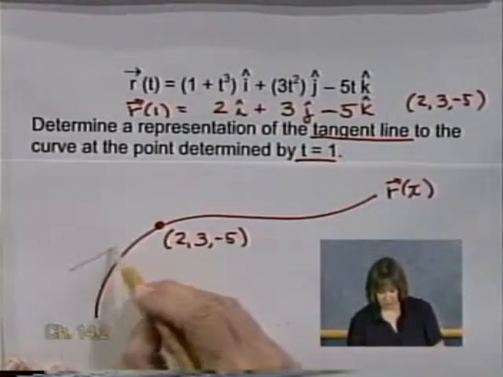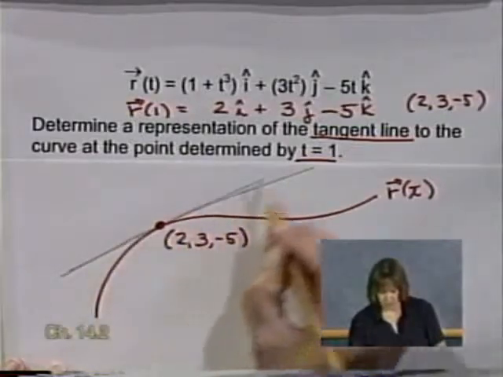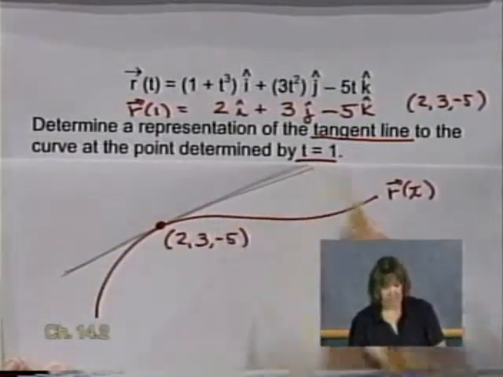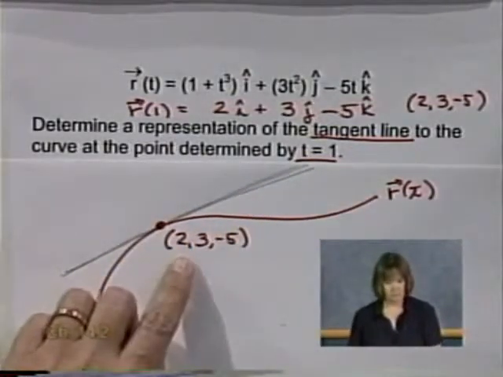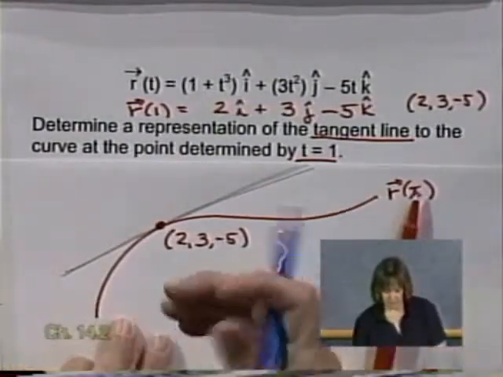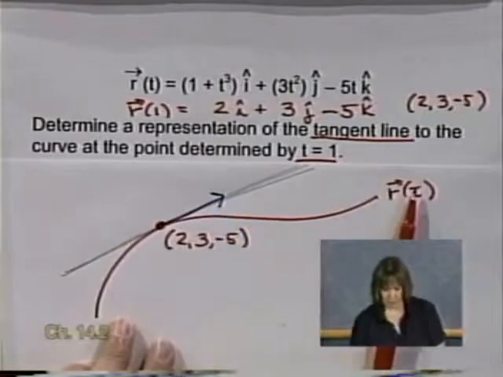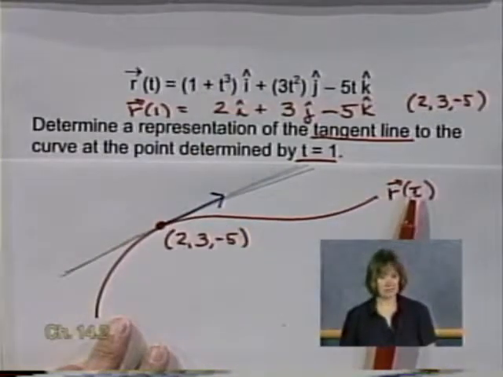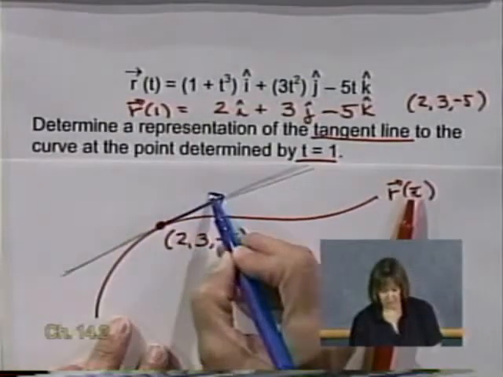I want the equation of this line. As you well know, to get the equation of any kind of line, what do we need to do? We need a point. I've got myself a point. And I need a vector that's pointing me in the direction of the line. Well, any suggestions how I can get that vector?